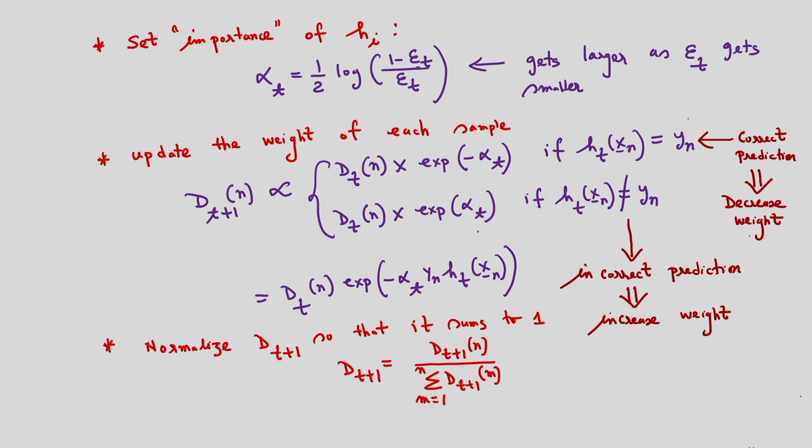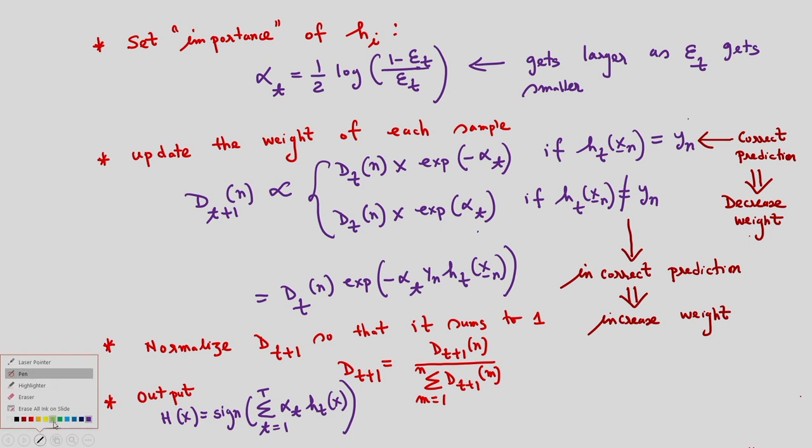After the normalization, I have to consider the output, because I have to combine all the outputs of the weak learners to get the strong classifier. What is the output? The output is H(x), the signum function of the summation from t equals 1 to T of alpha_t h_t(x). This is the final output I am getting. The signum function is considered, and that means I am combining all the weak classifiers to get the strong classifier, and that is the boosted output.